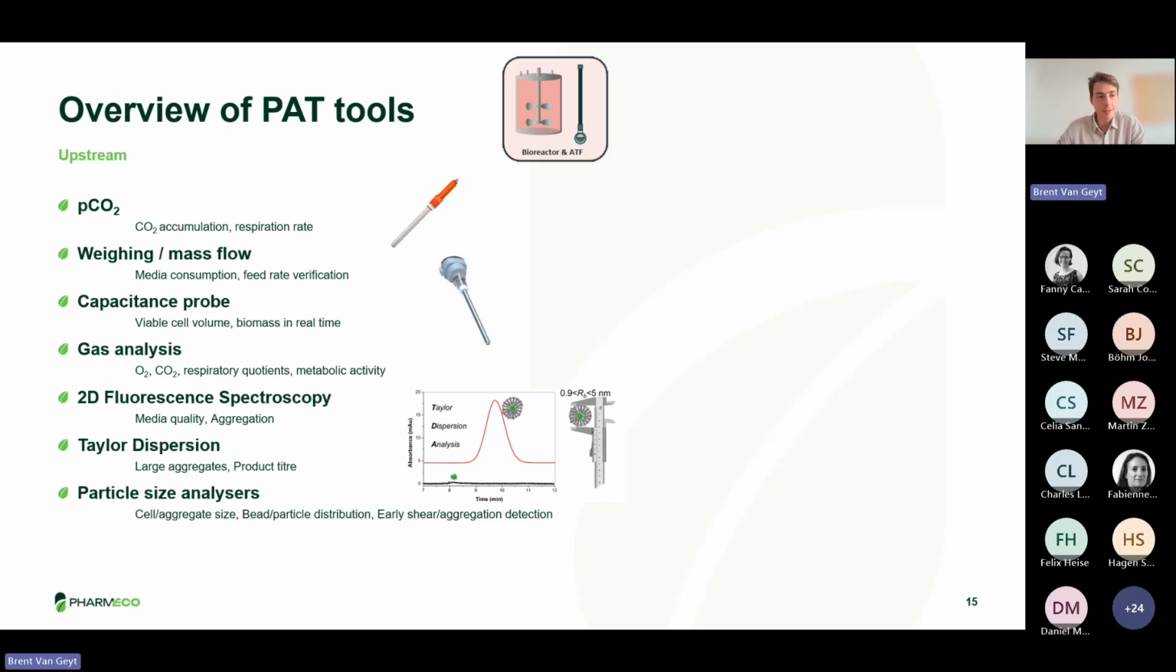Also, gas analyzers can be used, and X-ray fluorescence, as I said before. Taylor dispersion can measure large aggregates and protein titer, and particle size analyzers can measure cell aggregate size, bead and particle distribution, things like that.